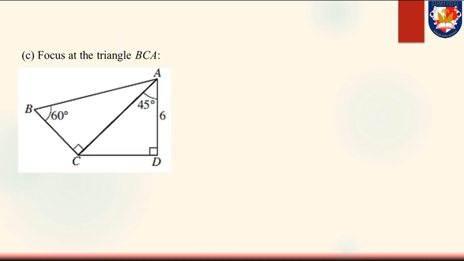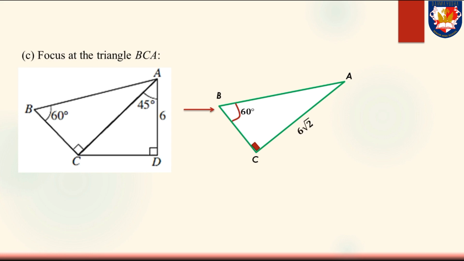For part C, focus on the triangle BCA. This is the triangle BCA with the right angle at C, and the angle B is 60 degrees. So from here, it is easier to use that sine theta equals opposite side over the hypotenuse. The hypotenuse is AB. From here, we know sine 60 degrees equals 6 square root of 2 over AB.